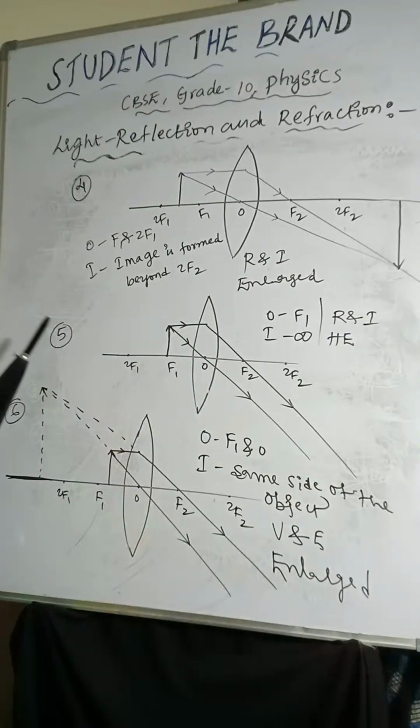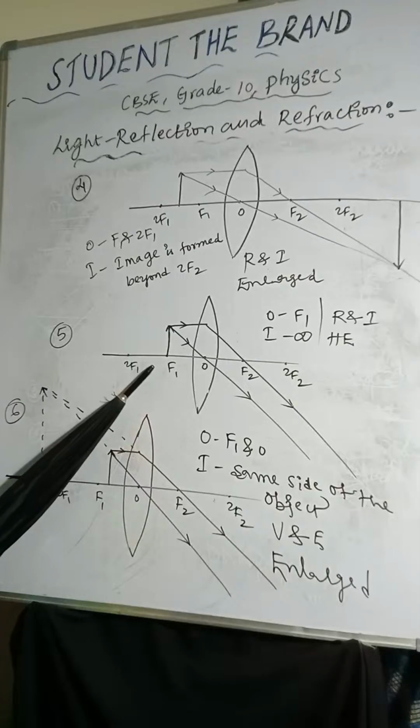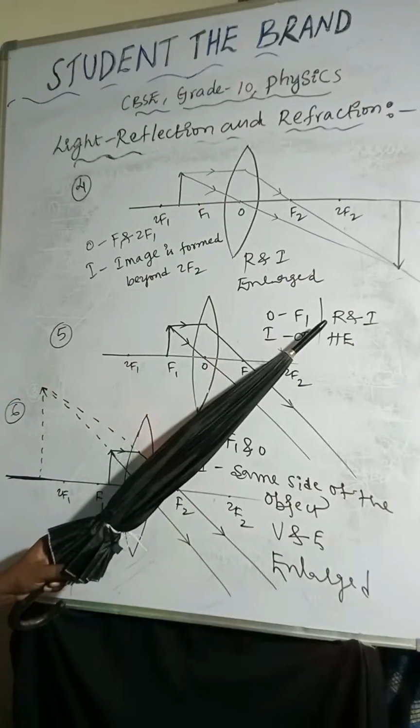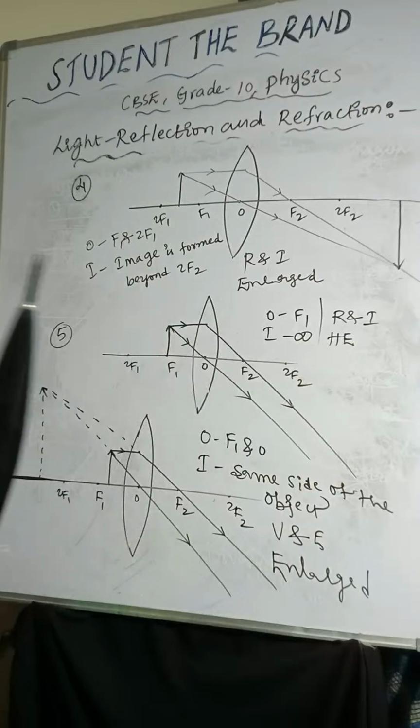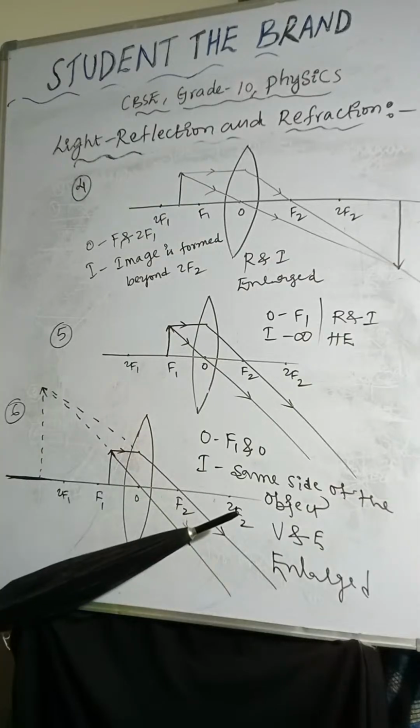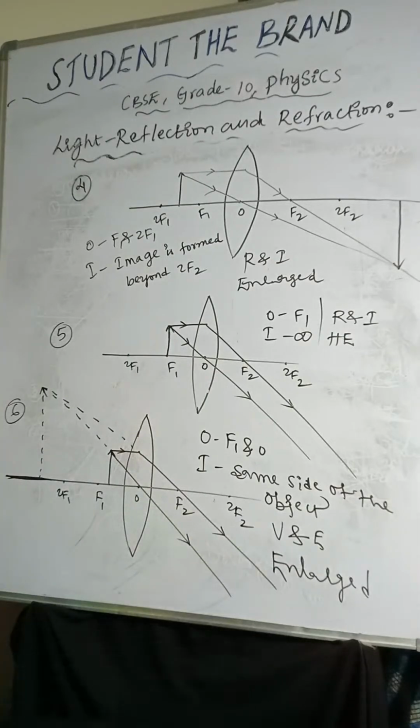In this case, the object is placed at F1. The image is formed at infinity. The nature of the image is real and inverted, and the size of the image is highly enlarged. Coming to here, the object is placed between F1 and O. The image is formed on the same side of the object. The nature of the image is virtual, erect, and enlarged.